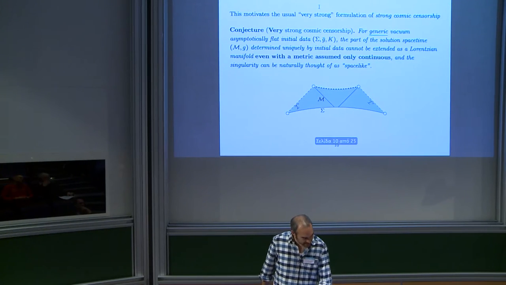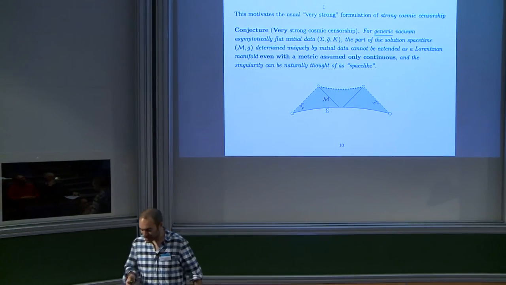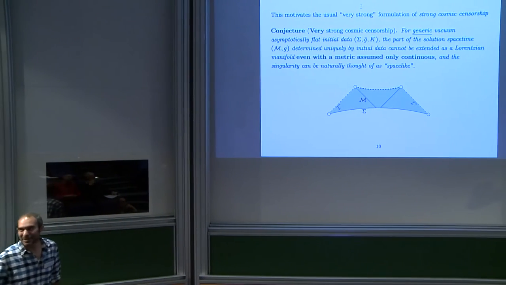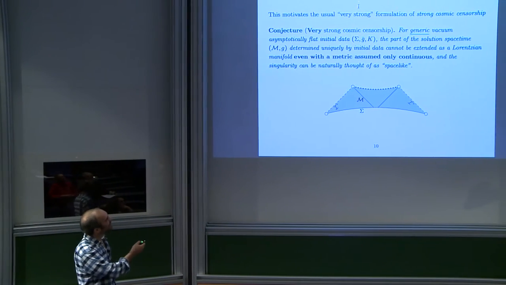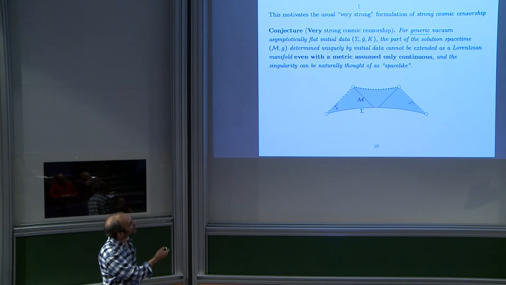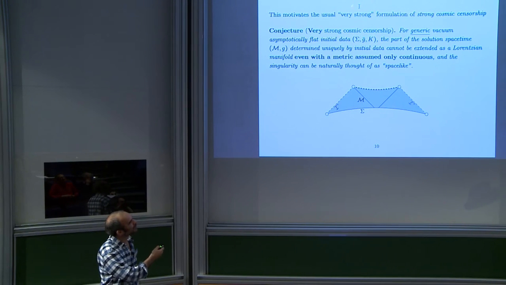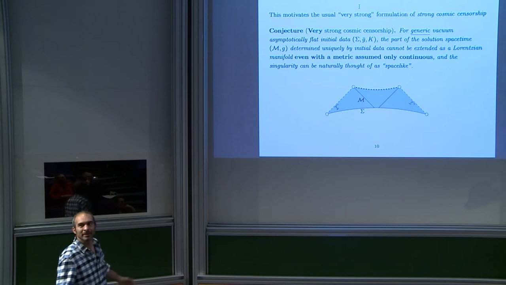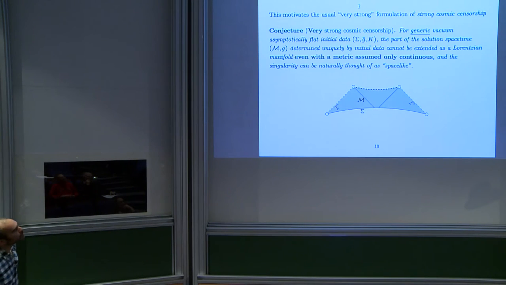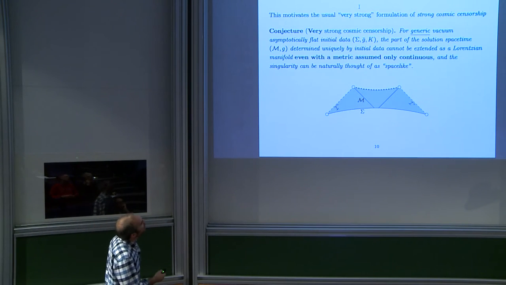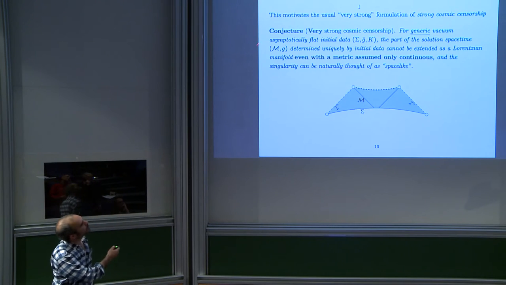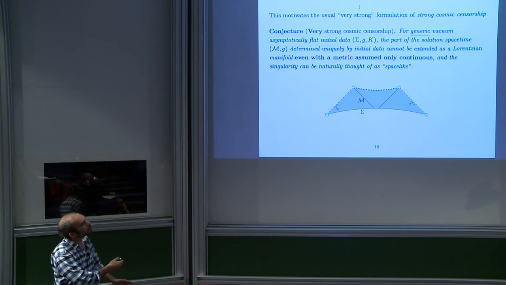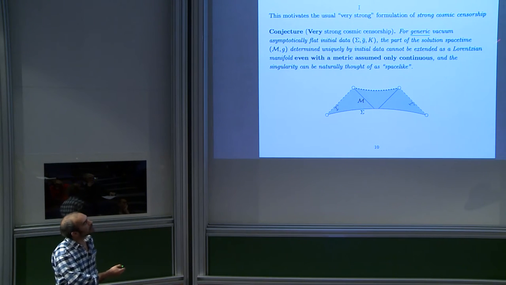So let me isolate this statement as what I'll call very strong cosmic censorship. And again, because unfortunately, strong cosmic censorship is not called the global uniqueness conjecture, I cannot call this the strong global uniqueness. I have to call it very strong cosmic censorship. Okay. So very strong cosmic censorship says essentially that for generic vacuum asymptotically flat initial data, the part of the solution spacetime determined uniquely by initial data cannot be extended to the Lorentzian manifold.